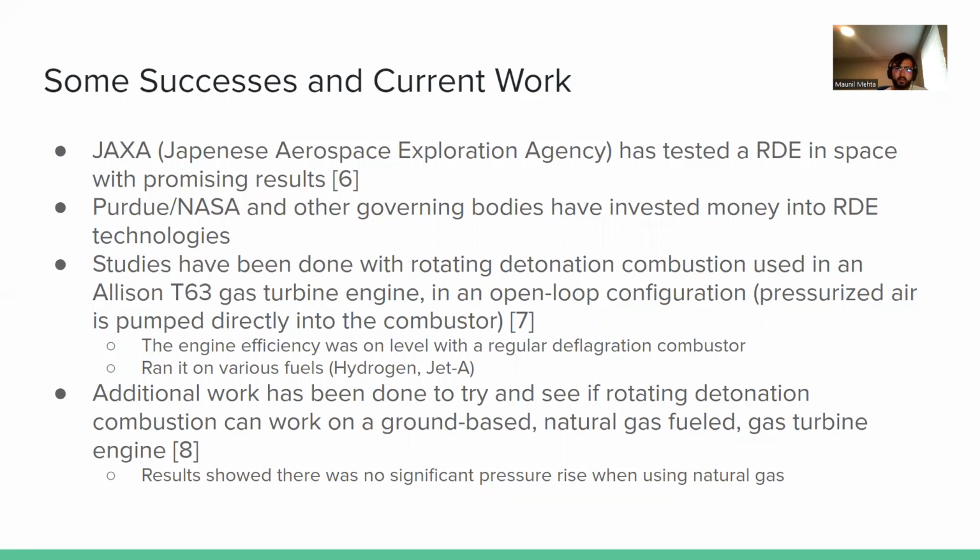One of the papers I read talked about replacing a deflagration combustor with a rotating detonation combustor in an Allison T63 gas turbine engine. This was put in an open loop configuration, which means that pressurized air and fuel were pumped directly into the combustor instead of the pressurized air coming through a compressor. The efficiency was read by seeing how much work was extracted from the turbine. The results showed similar efficiency between the deflagration combustor and the rotating detonation combustor, and this was also tested on various fuels. There's also been work done looking into ground-based gas turbines with natural gas as the fuel, although results there were not as promising for that study.